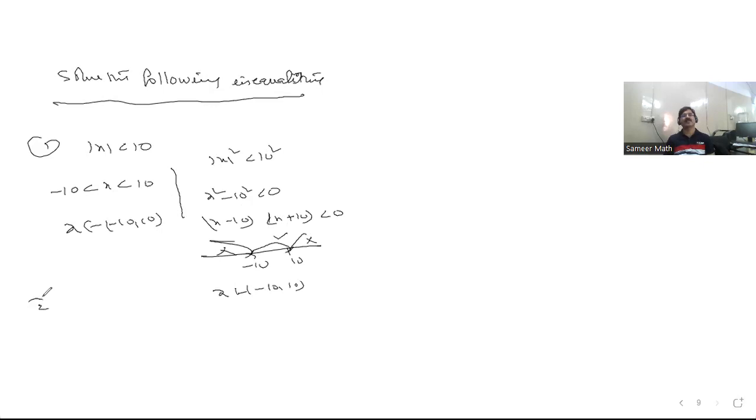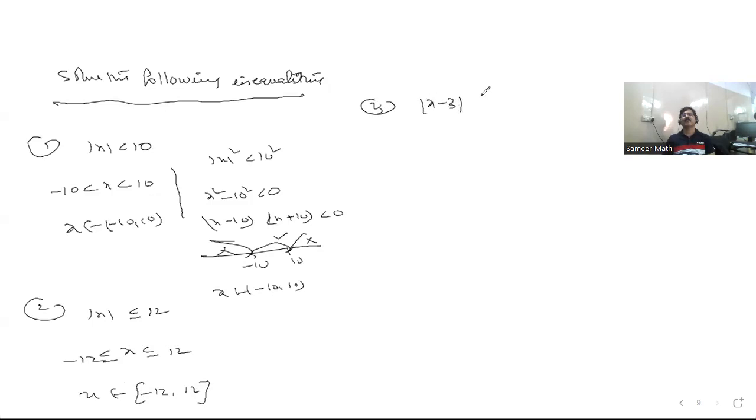Right. Suppose for the second one, if I say that mod x is less than or equal to 12. So you write like this directly, less than or equal to minus 12 and 12. That's it. By closed interval, minus 12 to 12. The advantage you are going to come to know. If I increase this, then you will get the advantage.